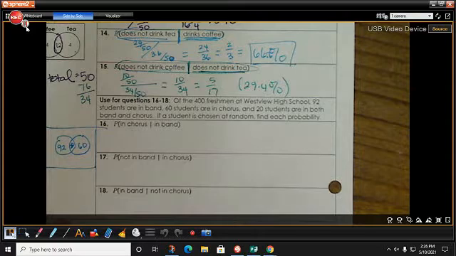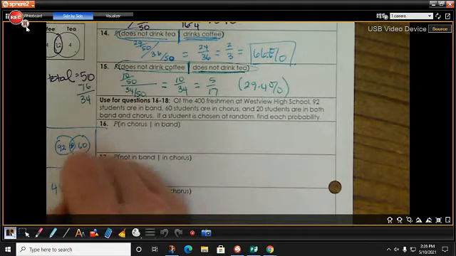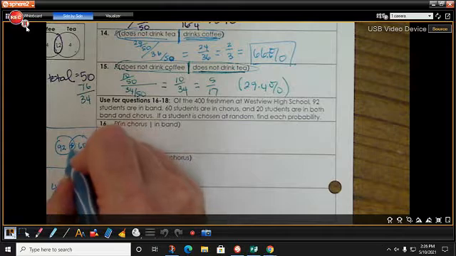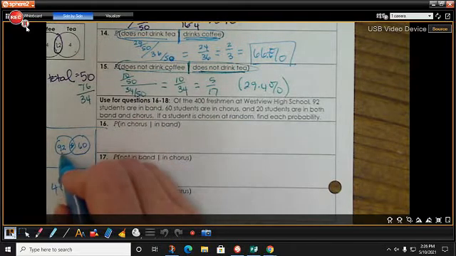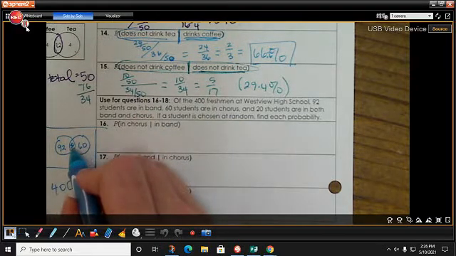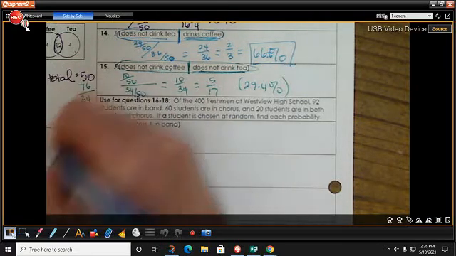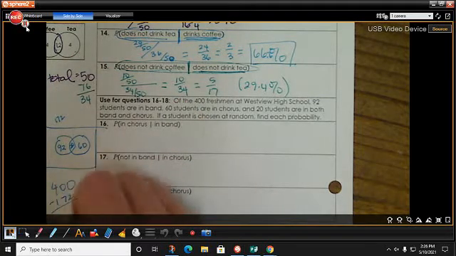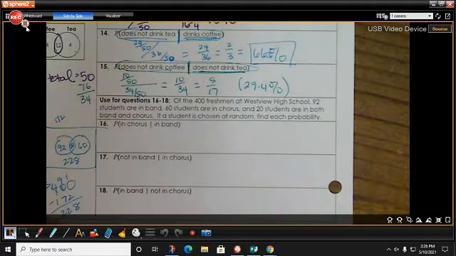Okay? And I know there's 400 total. So if I have the 92 and the 20 and the 60, 92, see, 20 and 60 is 80 plus 9 is 172 total there. So 400 minus the 172 is going to be 228 that aren't in it at all.